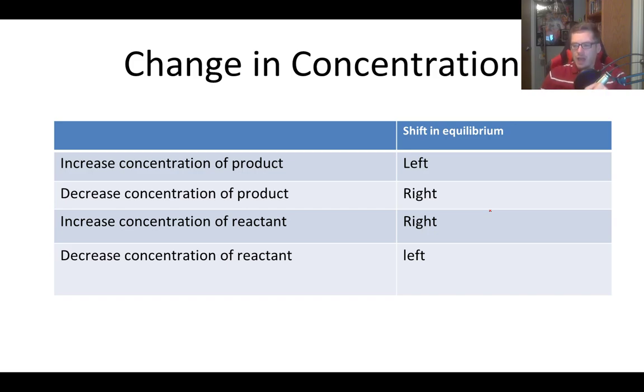Now, I personally always err on the side of just thinking things through. I hate memorizing. I'd much rather think about what's logical, how does this make sense, as opposed to what can I memorize. But really, you could just memorize this table and you'd be good. If we increase the concentration of a product, we shift left. If we decrease the concentration of a product, we shift right. If we increase the concentration of a reactant, we shift right. And if we decrease the concentration of a reactant, we shift left.